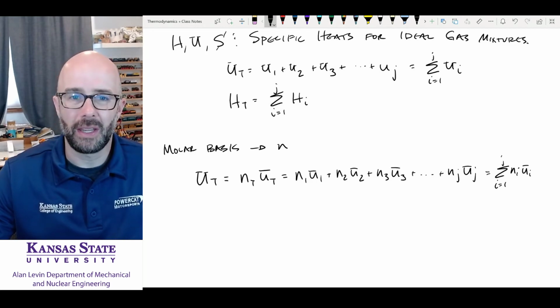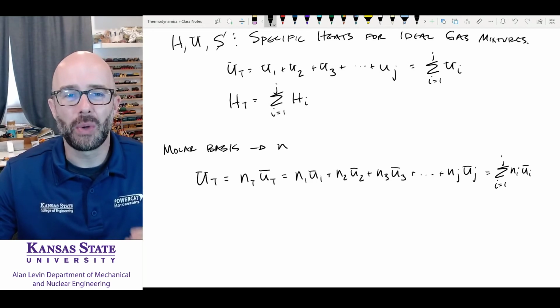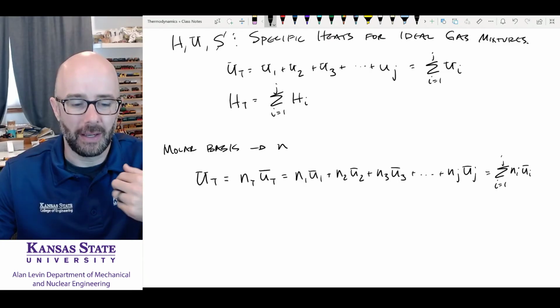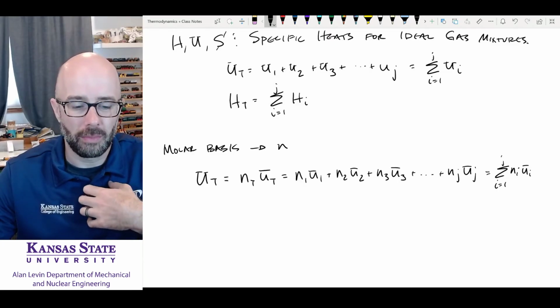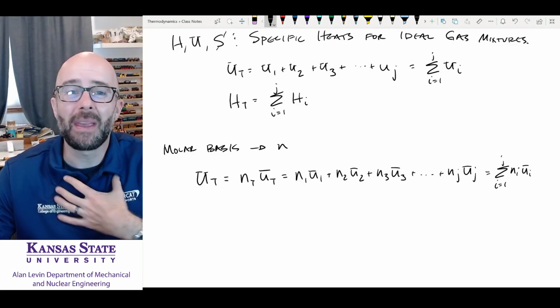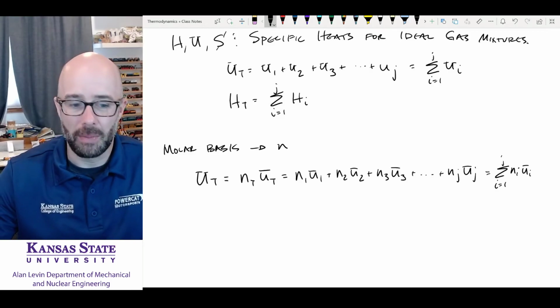The same thing can be done with enthalpy, so I'm not going to repeat those. Same thing goes for entropy. I'm not going to repeat those things.